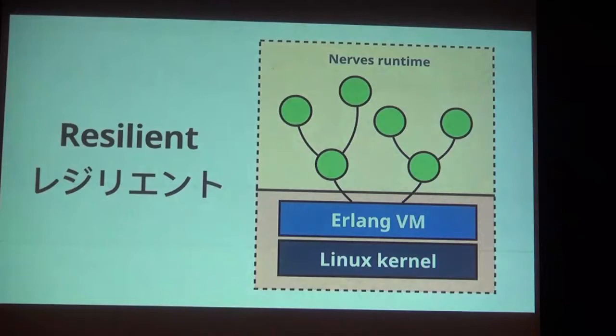And so the Nerves runtime is resilient. If a process were to crash, Erlang will restart it. In this case, you do not have to worry if something is causing issues in production, because it will come back.